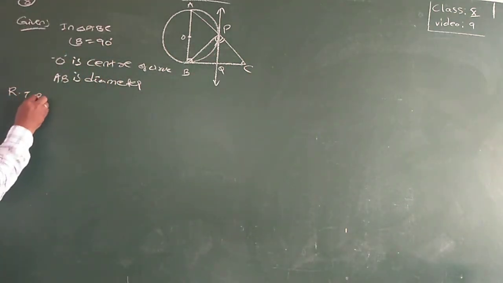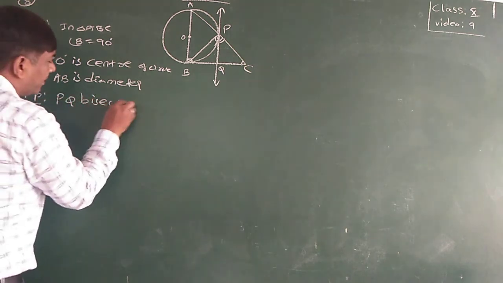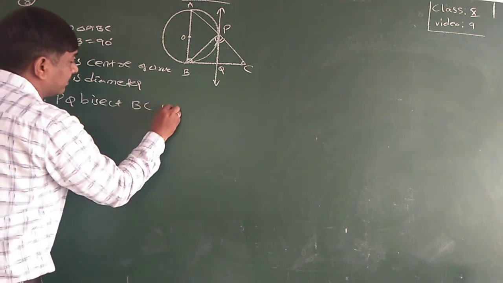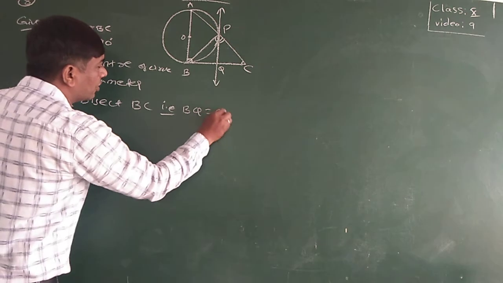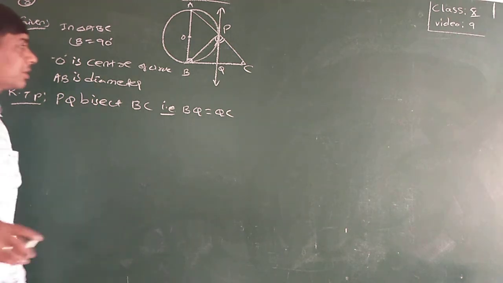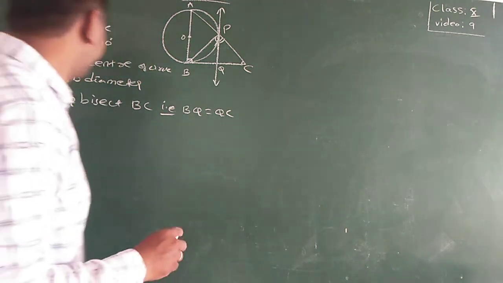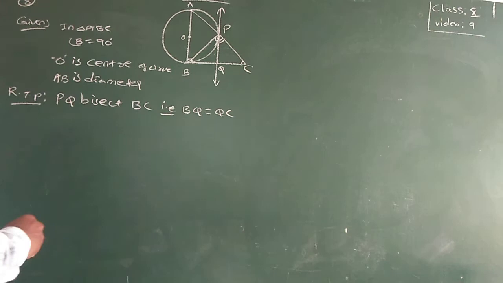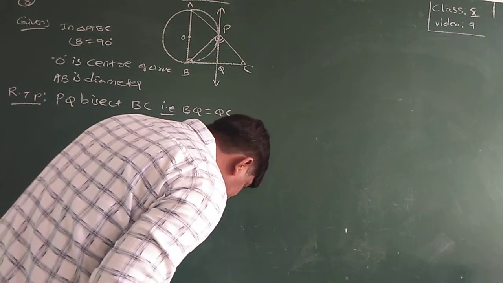Required to prove is PQ bisects BC. That is nothing but BQ is equal to QC. We have to prove that BQ is equal to QC. Now see here. Here symbolically they have given.